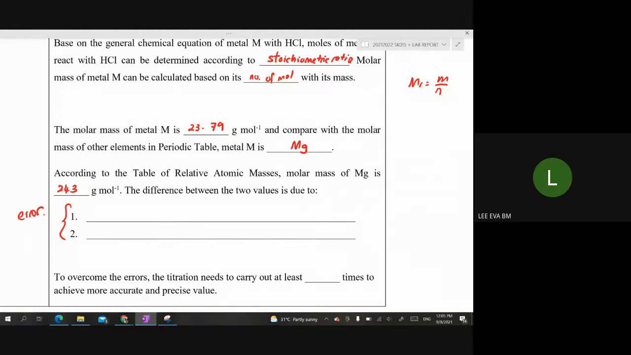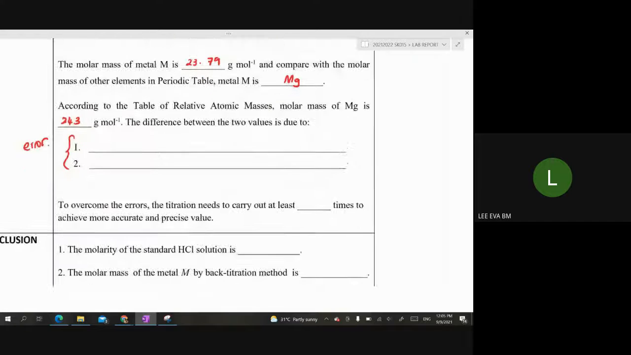So choose two errors over here. Pilih dua saja. So yang ini isi sendiri ya. Pilih dua sahaja.